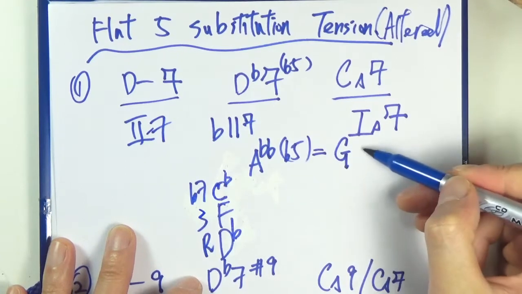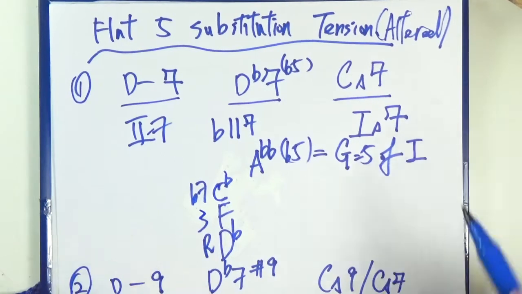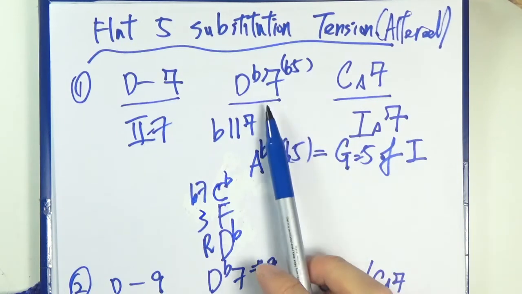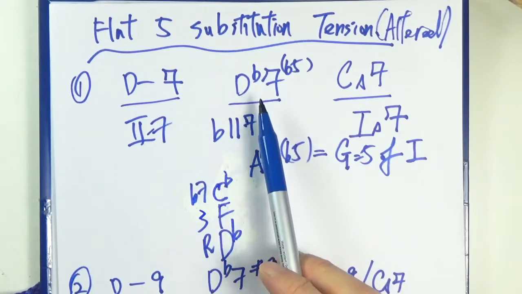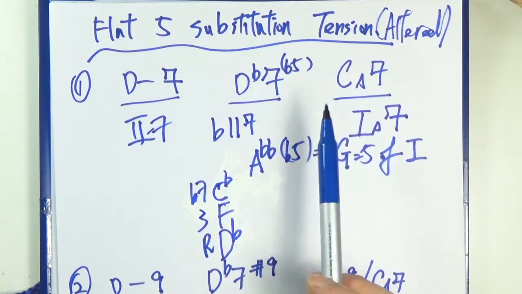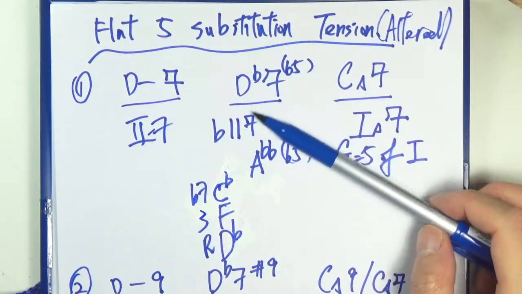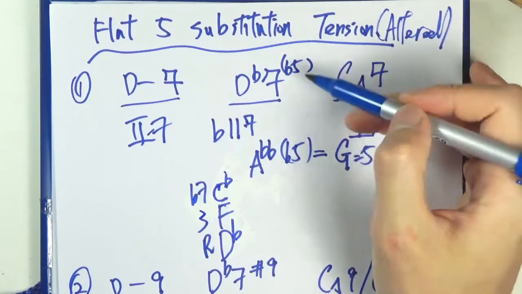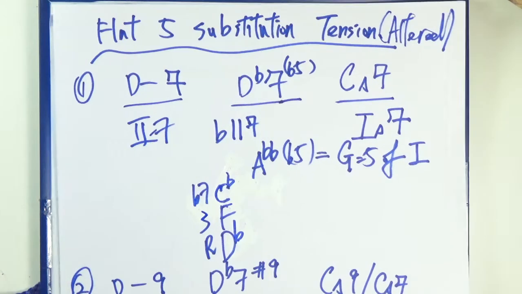And if you check out A double flat, that's really just G, right? So that's actually the 5th of the one chord. That would be really nice, because you have this common tone between D flat 7 flat 5 and C major 7, and that would make the transition from the flat 2 7 to 1 major 7 really smooth. So flat 5 as an altered tension in D flat 7 is really useful. Okay, so that's the first case.